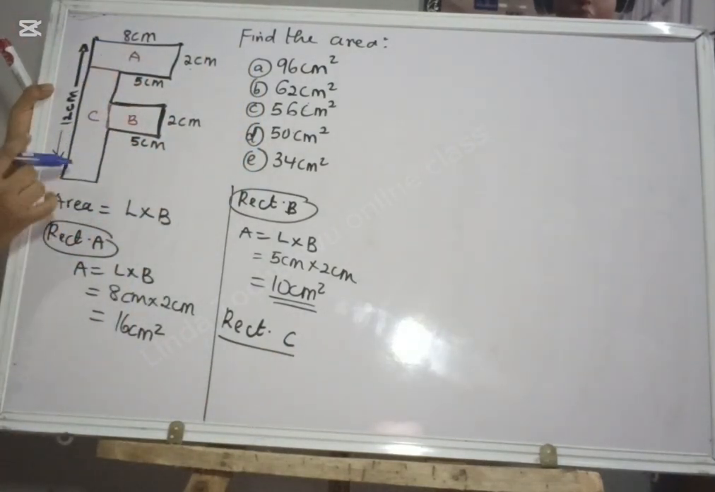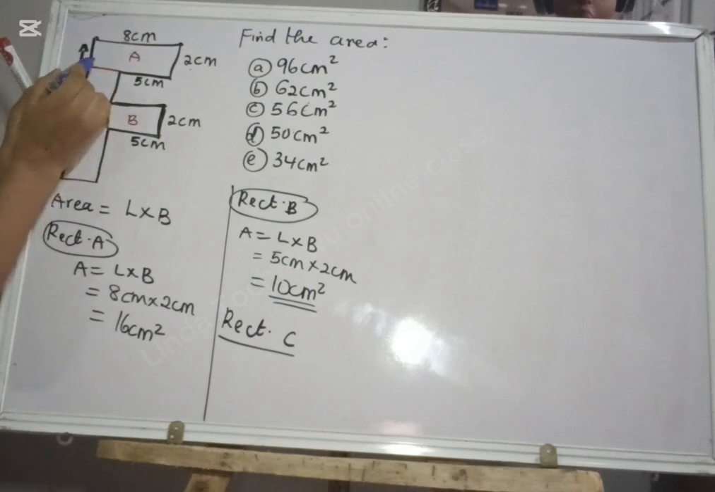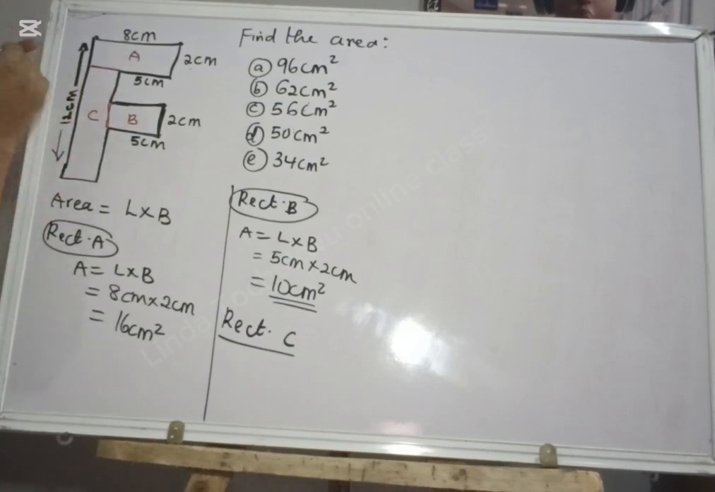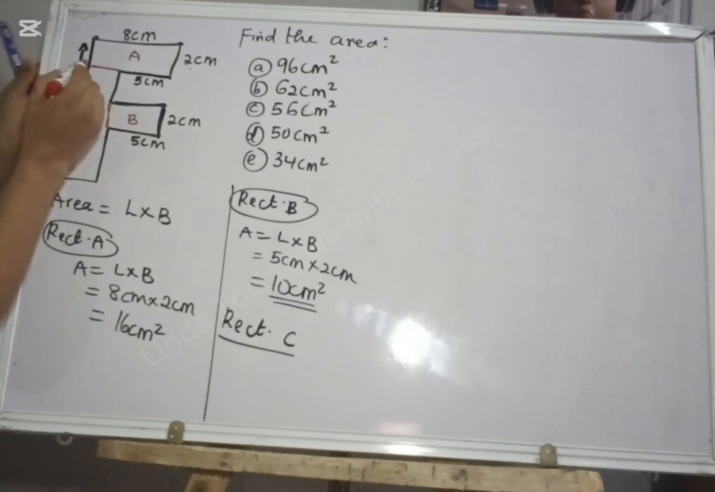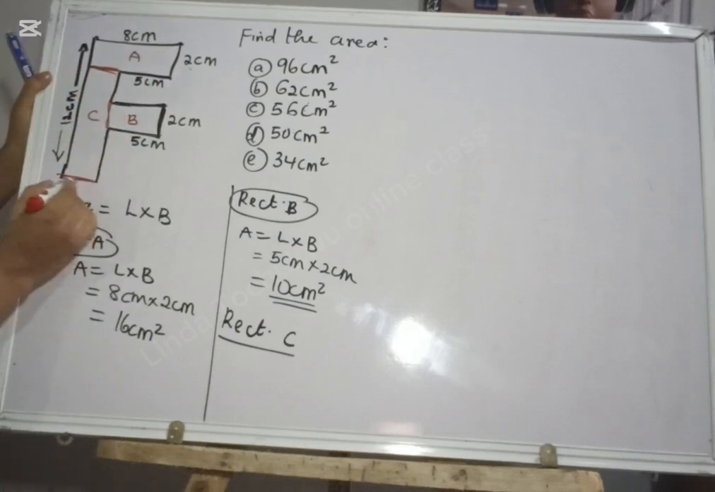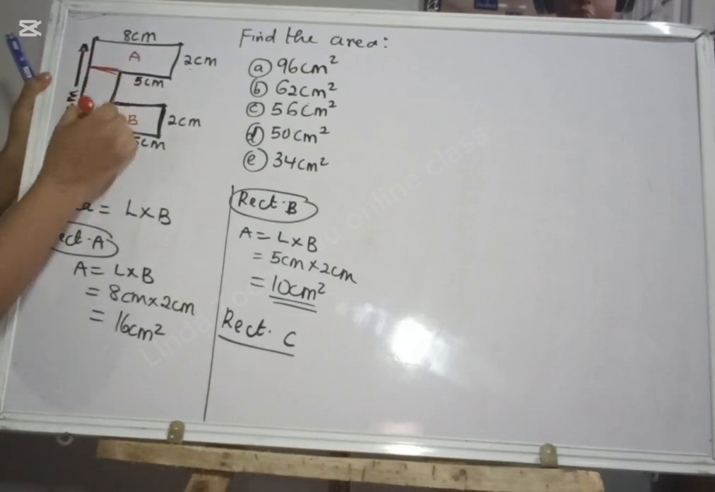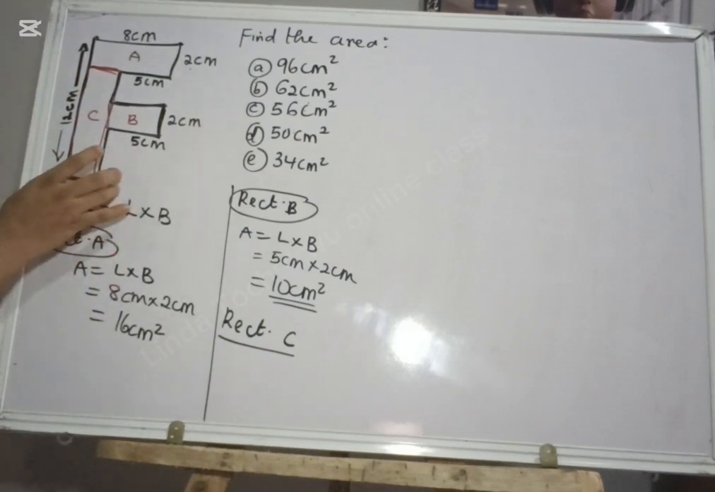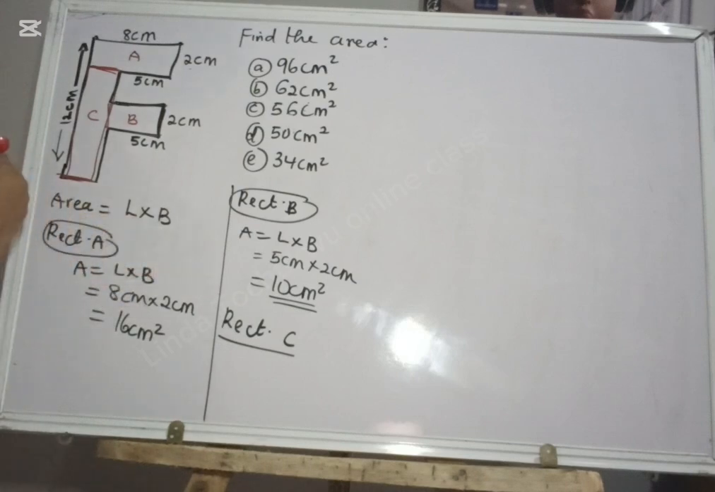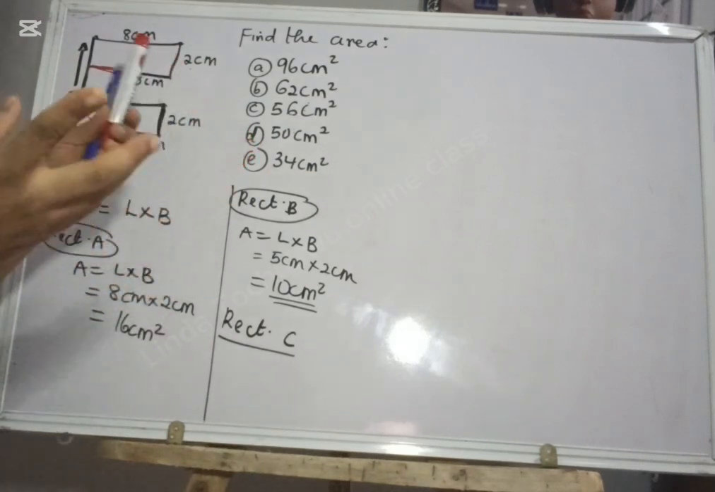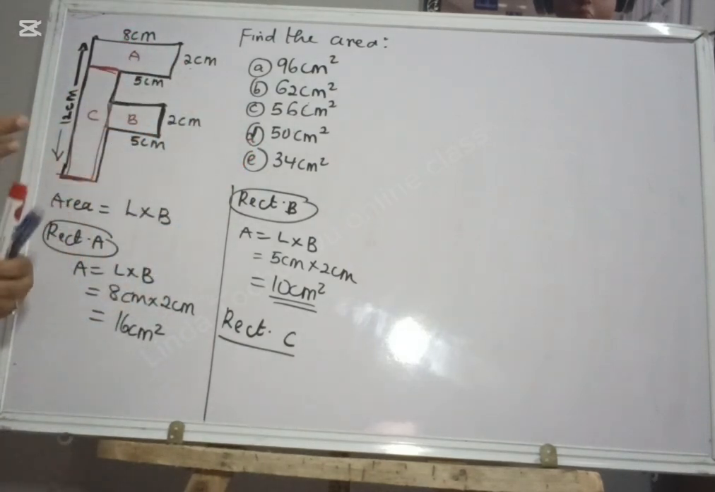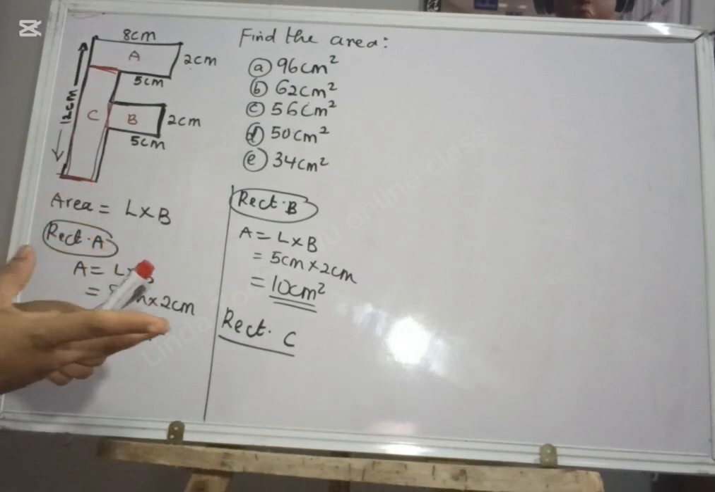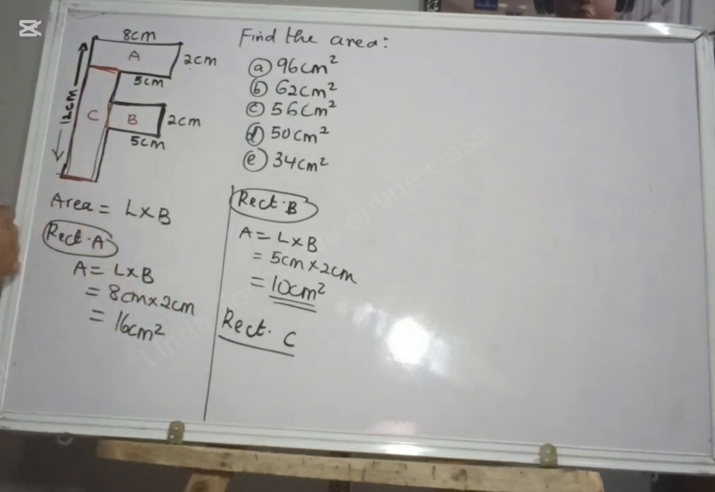In this rectangle C, remember from here to here is C. So what is my length and what is my breadth? Now this part of this C is the tricky part. We were given something that will make us derive the length and the breadth, but we weren't given directly the length and the breadth.